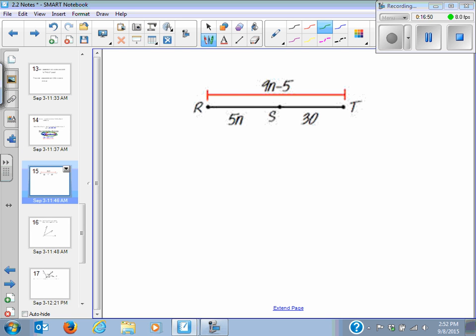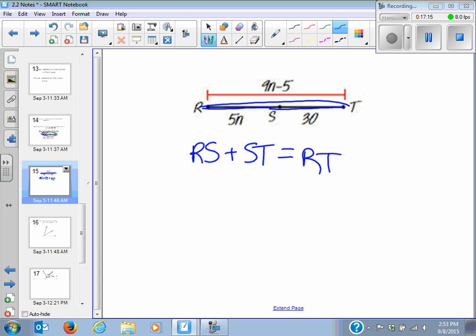Here's how they can ask you to use this. We're not going to go through all the math because I want to try to keep this kind of short. The rest will be algebra, but to set this up, if you know that RS plus ST should equal RT, from here plus here should equal the whole thing. And that's what I did here. So what do we replace the line segment RS with? Well, it's 5N plus 30, and that should equal, what's the whole thing? The whole thing is 9N minus 5.